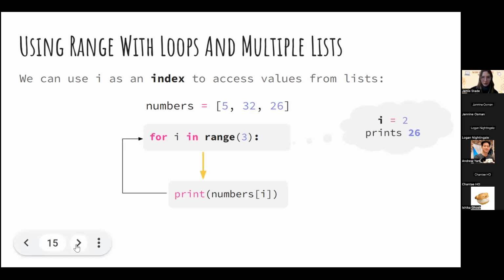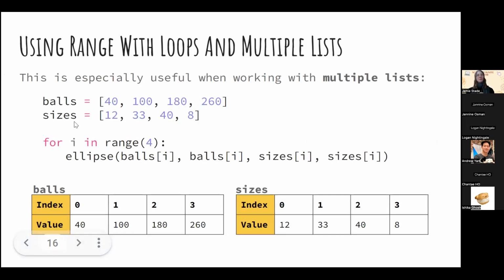Going over what number is being printed each time. Okay, and we can also use range with multiple lists, because then we don't have to specify which list we're iterating over. We can just iterate over a range, and then we can have one for loop that will print items from multiple lists using the same.